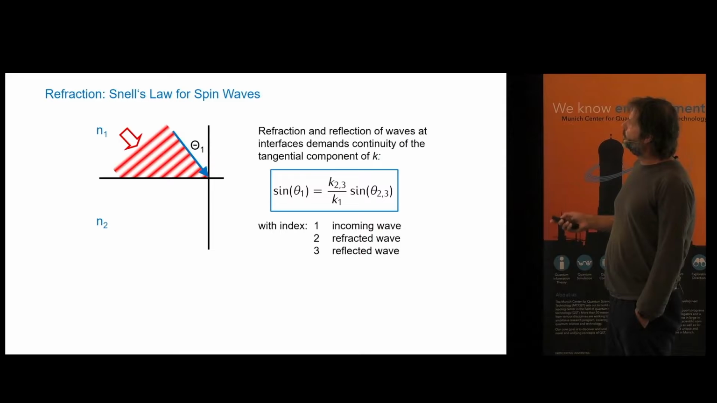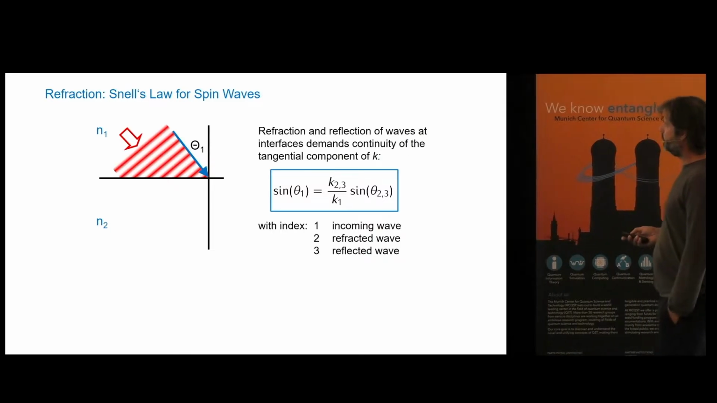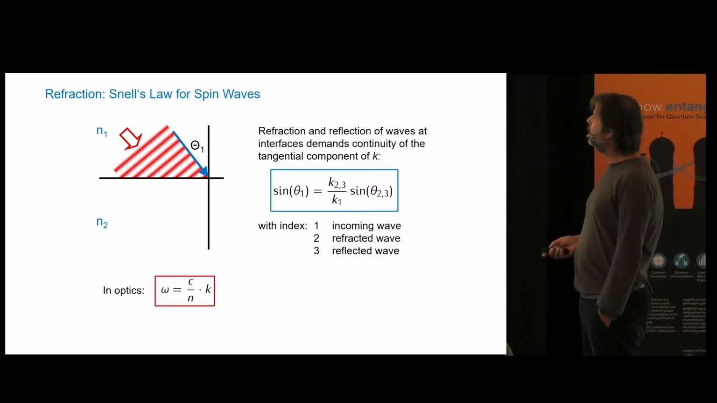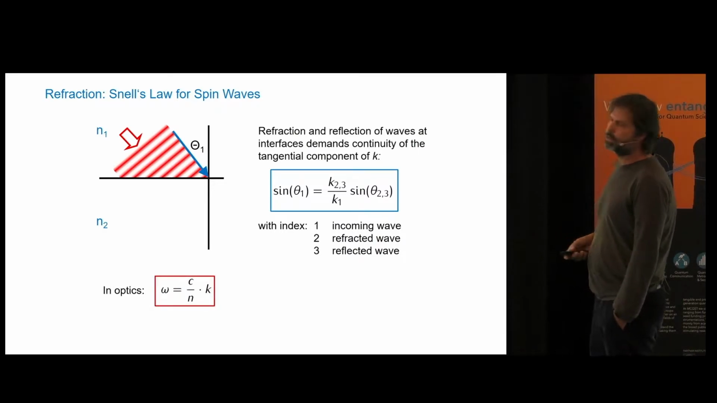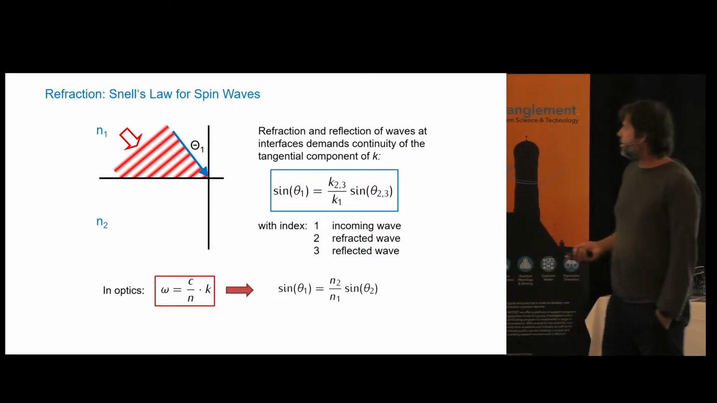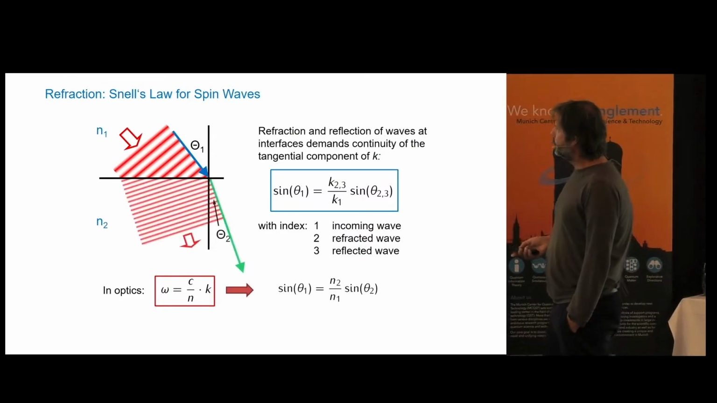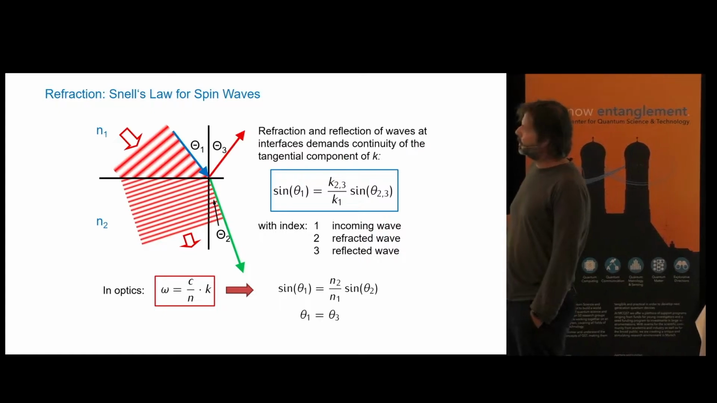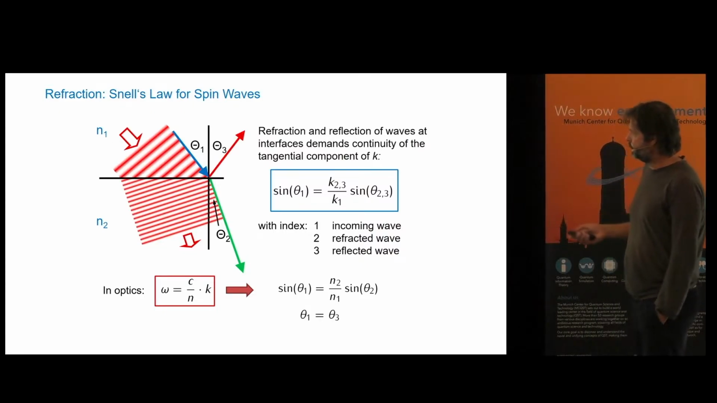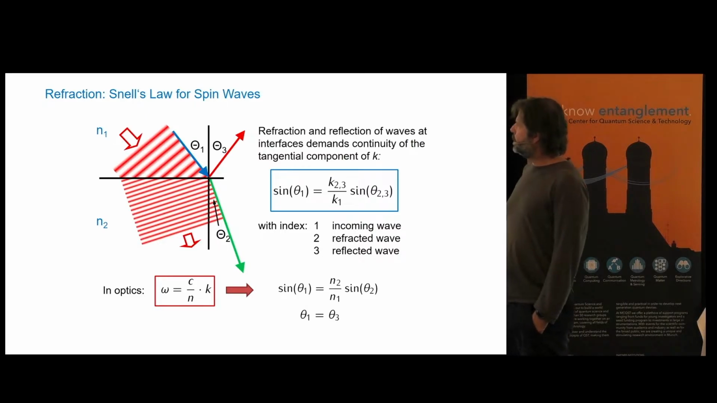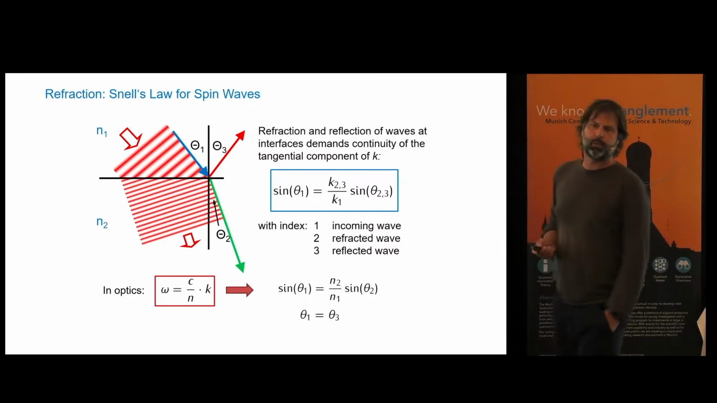So you have these two materials here with different refractive index, and you know that this is the solution for Snell's law. And in optics, you know that omega is c over n times k. Now for spin waves, and this leads to Snell's law, and you will actually see a reflected wave and a refracted wave, and you know these angles are the same in optics, and then you have a refracted angle, theta 2.